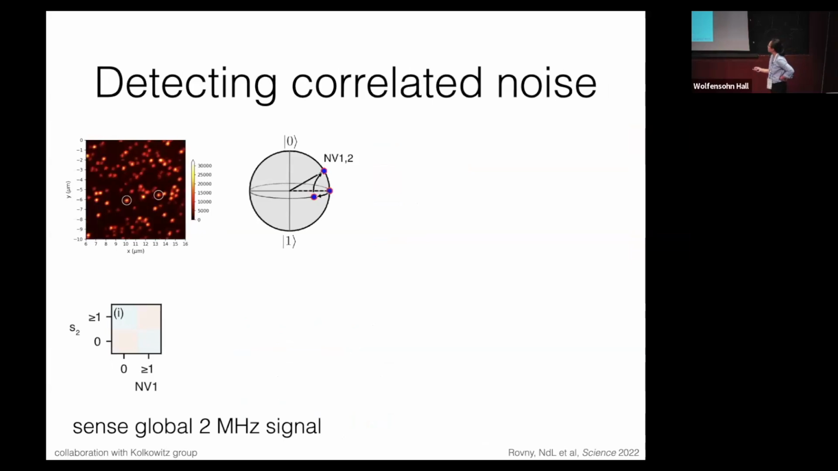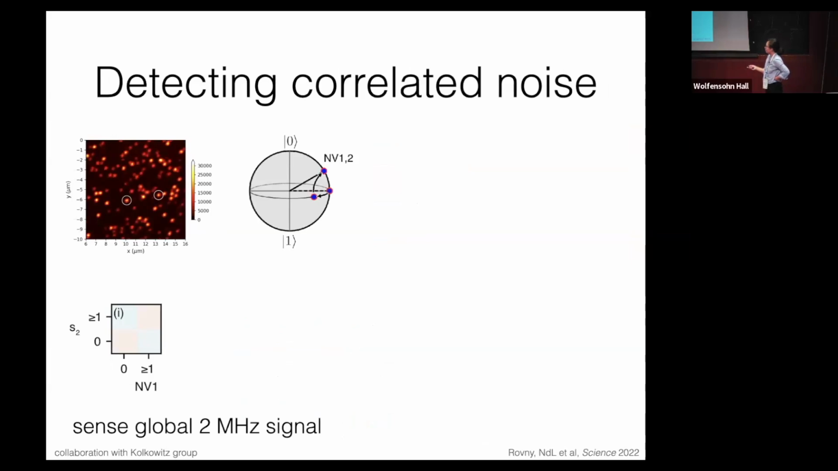So here's what it looks like. This is a scanning confocal image. Each of these little bright dots here is a single NV center. Super easy to see. And then what we're going to do is pick 2 of them out, and then just do this Ramsey on both of them, and then plot joint statistics where I ask: if my first NV center is dark, is the other one dark?